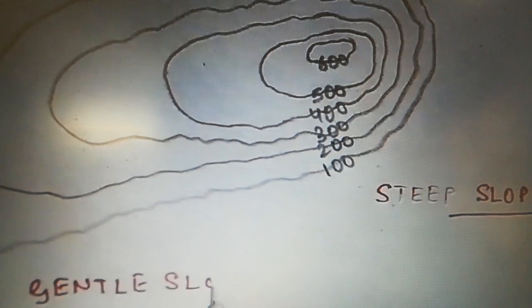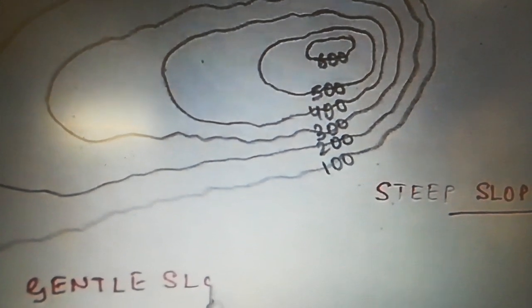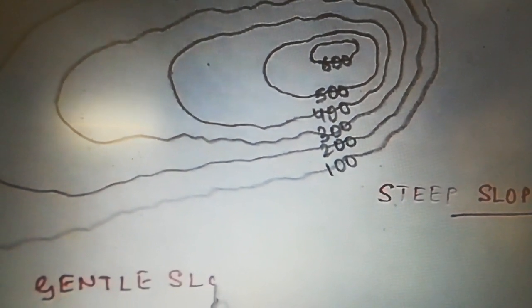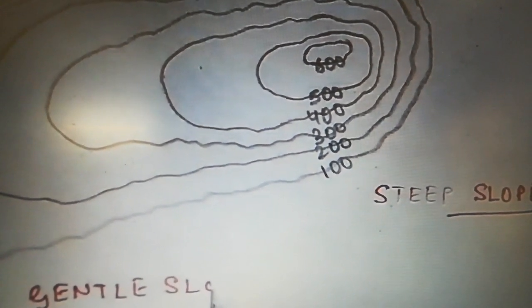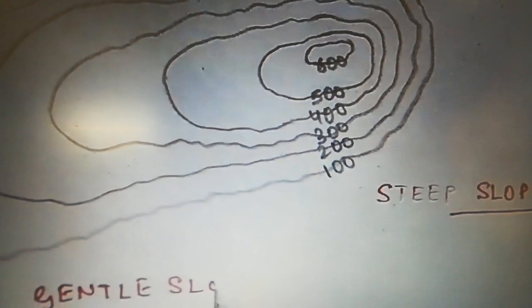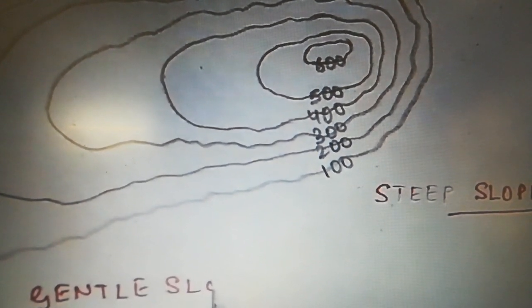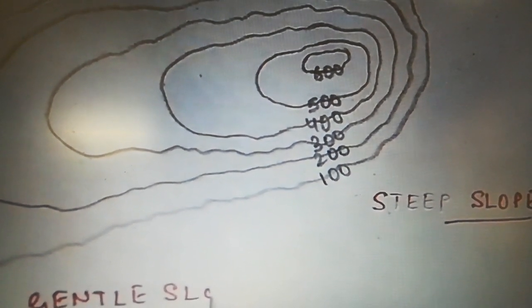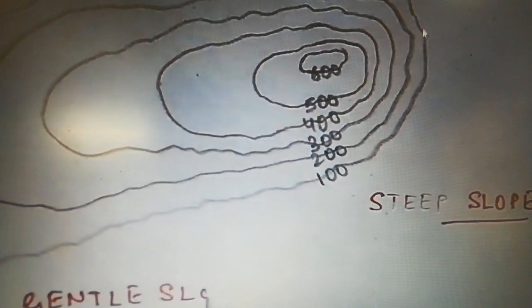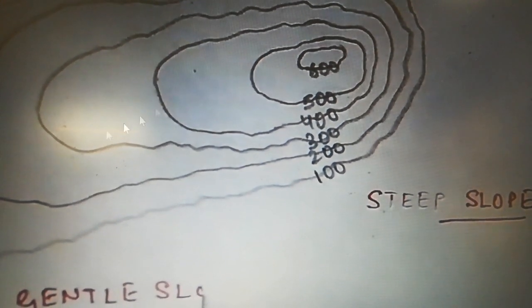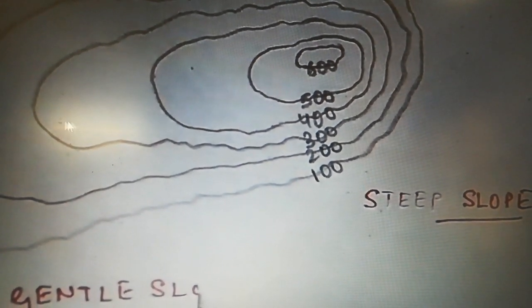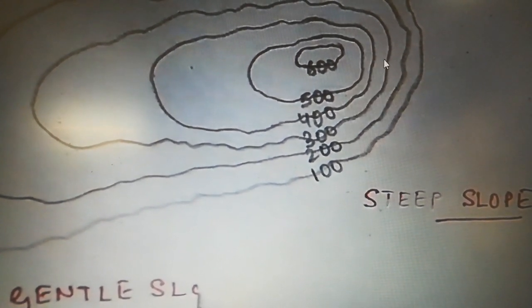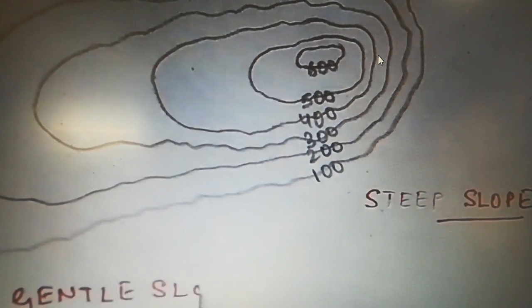If the distance between two contour lines is less, we have a steep slope. If the distance between two contour lines is more, then we have a gentle slope. This side is basically a gentle slope, and this is basically a steep slope.